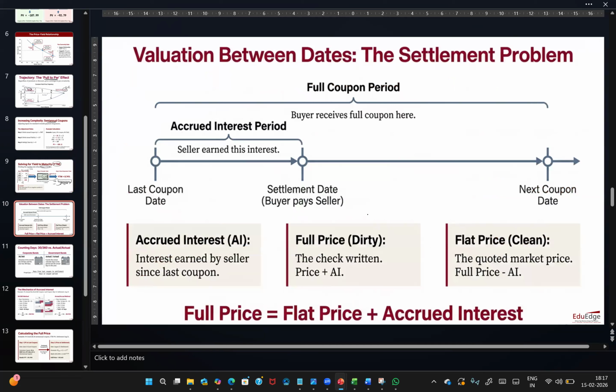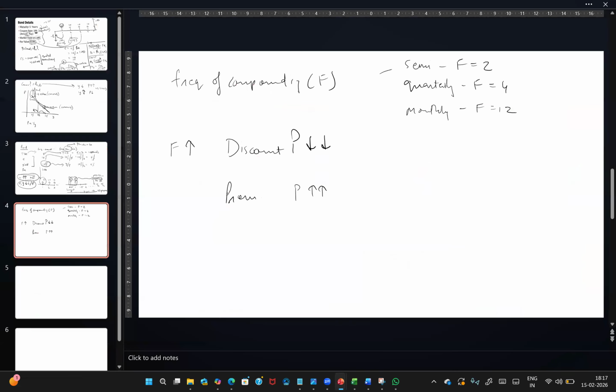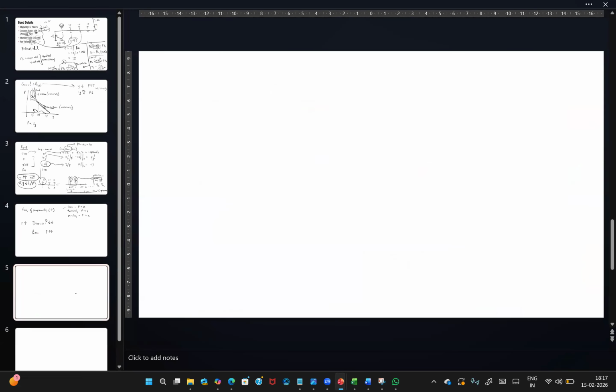There's a concept of accrued interest. Let me explain that quickly. What is accrued interest? It's a very important concept in bonds and very much applicable in the real world. Accrued interest is very straightforward. Suppose it's a semi-annual bond.